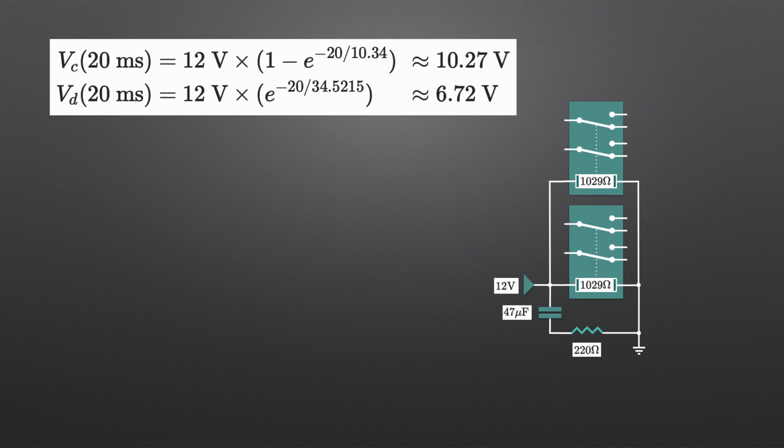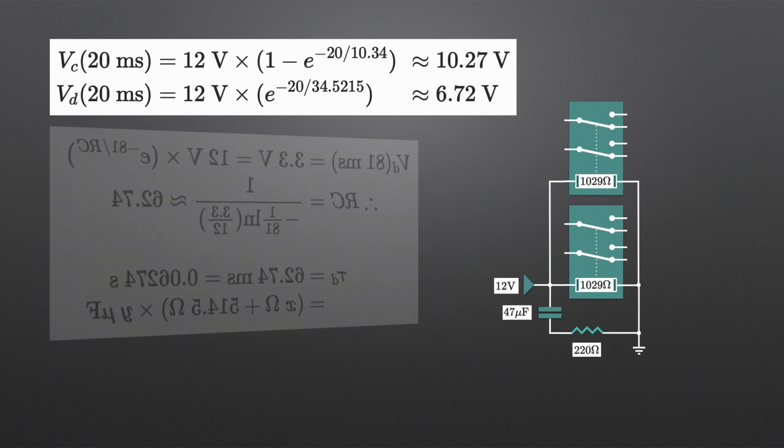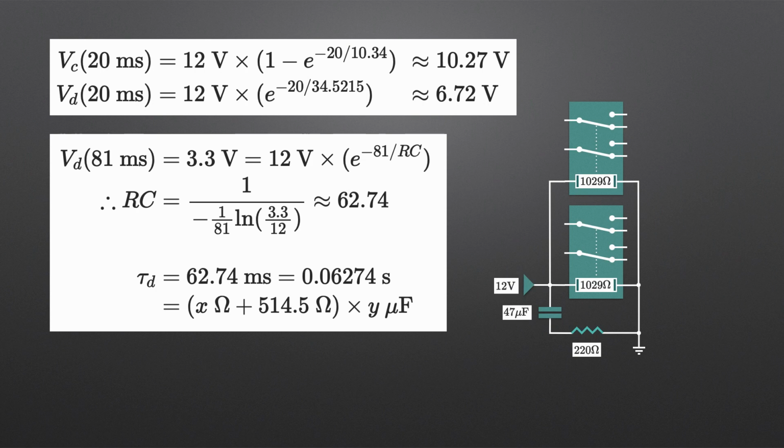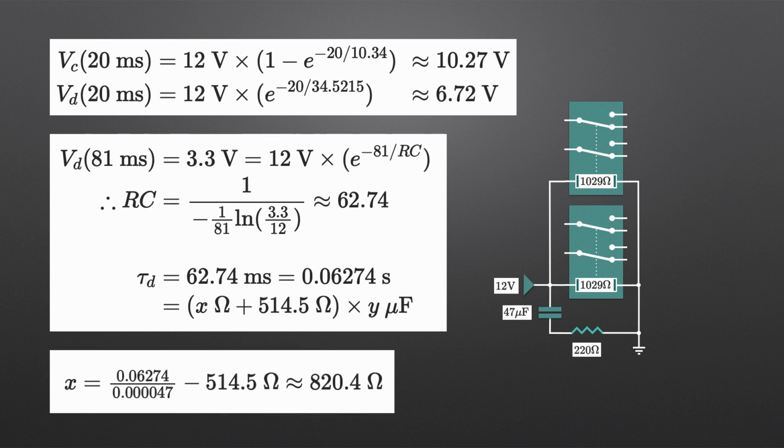So the question is, what timing constant is required to hit 3.3 volts after 81 milliseconds? Well, we can rearrange the formula in terms of RC, the timing constant, to get an answer of 62.74 milliseconds. We can plug that back into the discharge time constant calculation to work out values for the resistor and capacitor. Let's first try sticking with a 47 microfarad capacitor, as I think that'll land us near enough. And that comes out at 820.4 ohms.